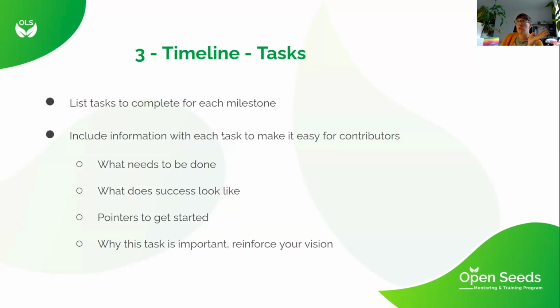So what information do you need to include in each task to make it easy for contributors? What needs to be done? Simple, one sentence: we are doing X. What does success look like? We have done X because we've managed to do Y. Then pointers to get started: we are going to do X by starting with one. And why is this important?